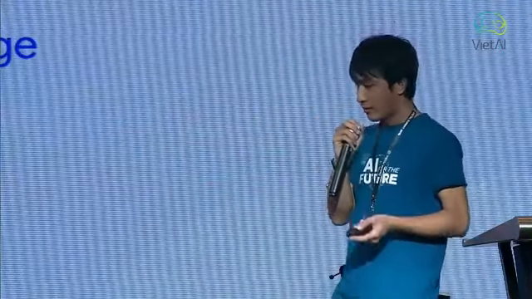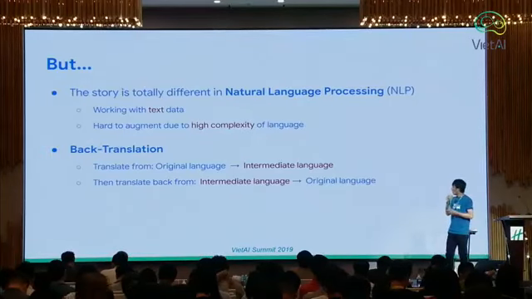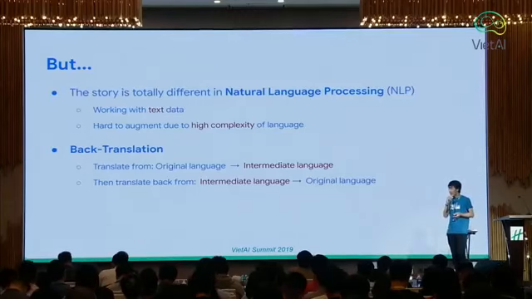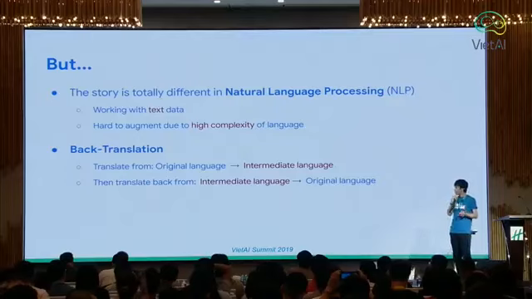It is used very successfully to improve model performance. But in natural language processing, the story is totally different, because we are working on text, and it's hard to augment text due to the high complexity of language. And this is when back translation comes in. The idea of back translation is very simple: we translate a sentence from the original language to an intermediate language, and then we translate it back to the original language. By that, we get a new phrasing of the original sentence.